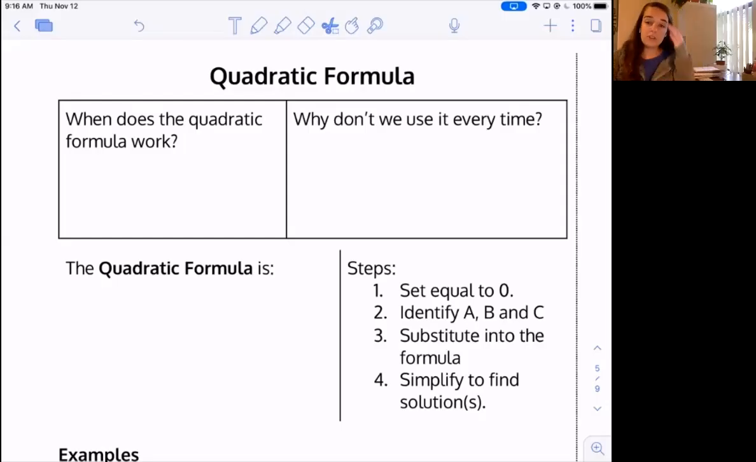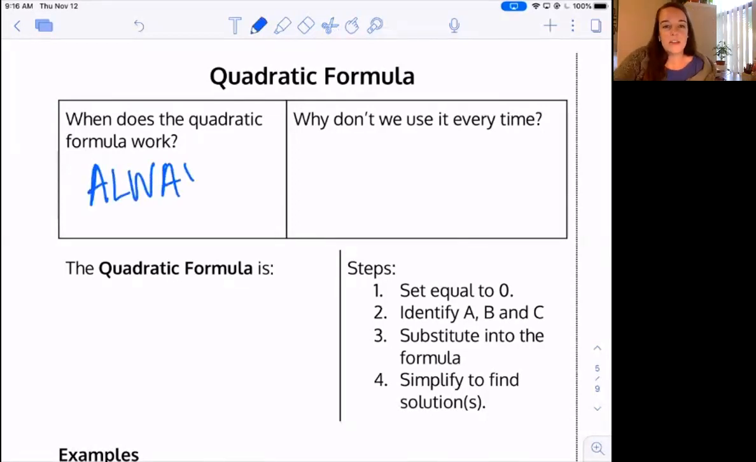So for the quadratic formula, when does the quadratic formula work? It works always. It always works, right? So then you might be wondering, like, Miss, if it always works, why did you teach us all of those other ways that don't work all the time? The reasons why are a few.